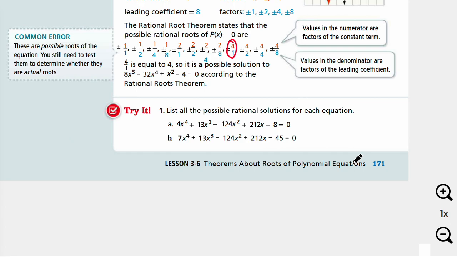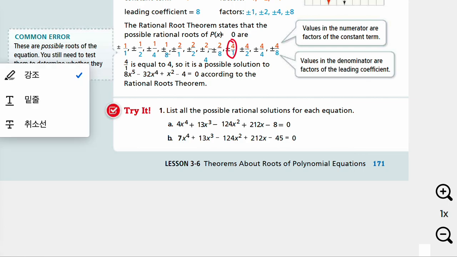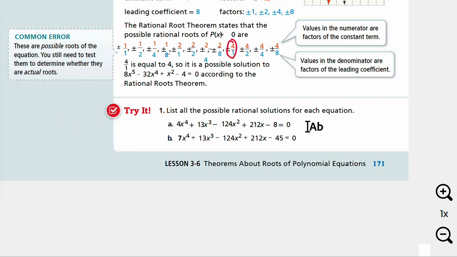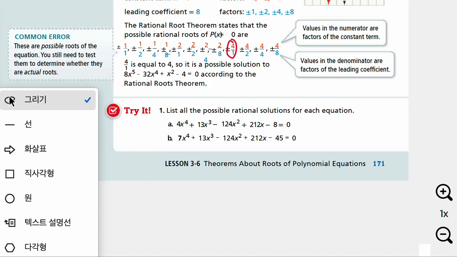Okay, are you ready? So for A, you are looking at -8 and 4. The factors of -8 go on the top as the numerator, and the factors of 4 go on the bottom of the fraction, in the denominator. So list all the possible solutions.